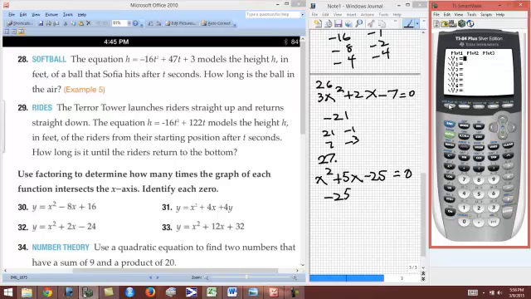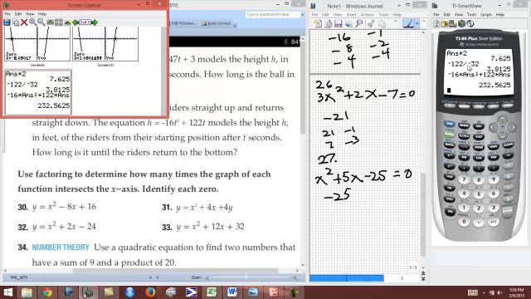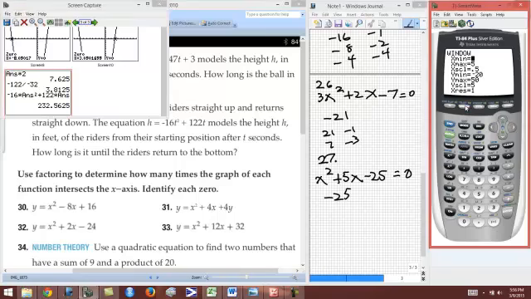So we'll go to y equals, and we're going to put in negative 16x squared plus 122x. Okay, now let me get out of here for a minute. I'm going to take a picture of this. There we go. Makes it so much easier. All right, so let's go to window. We will use 0 for the window minimum. Now it's up in the air for 7.625 seconds, so let's make the maximum 10.